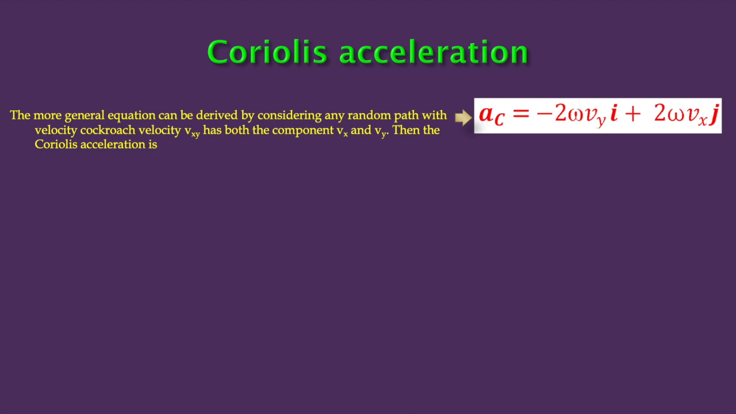Now if the cockroach is neither moving in the x nor y direction, but in any direction between x and y, then the Coriolis component of acceleration has both these components. So finally, we have proved that the Coriolis component of acceleration is minus 2 omega vy i plus 2 omega vx j. That was derived in the earlier acceleration equation.